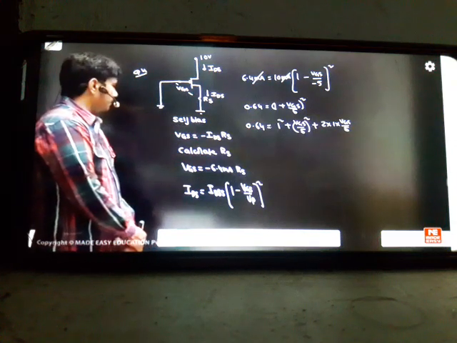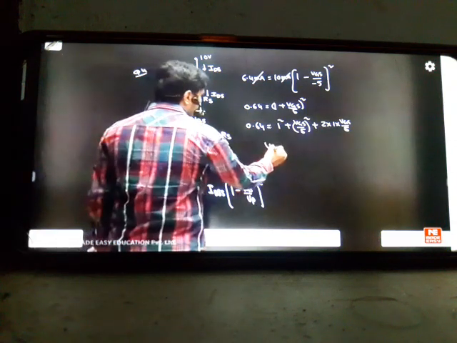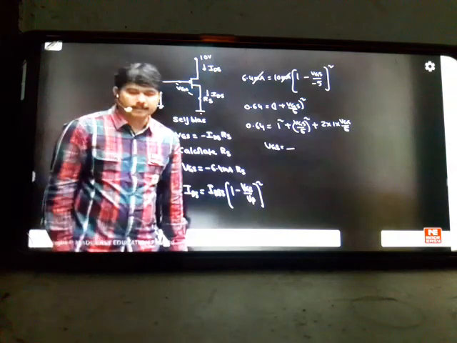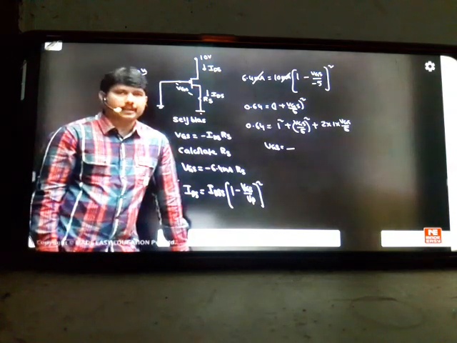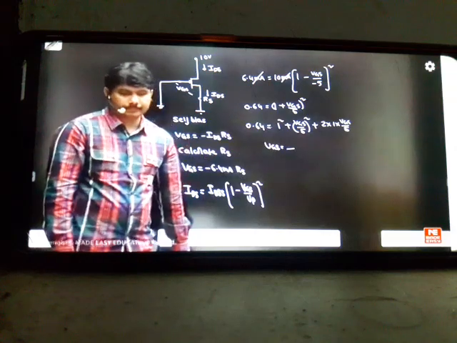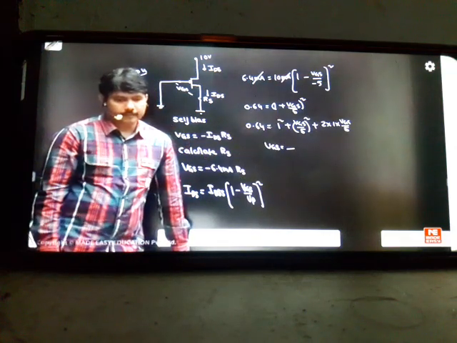How much is VGS coming? Just solve it. So what is the VGS value? Please reply with this answer. Yeah, everybody is telling 150 ohms, the correct answer only. Can you reply with VGS, how much you got in your problem? Yeah, Piyush, 1 volt, very good.